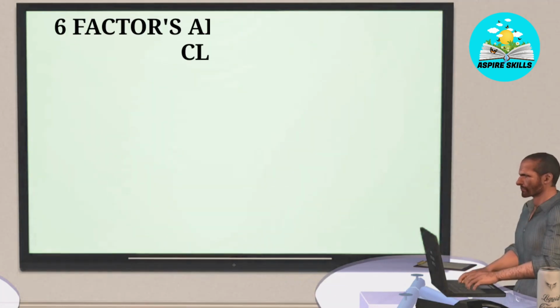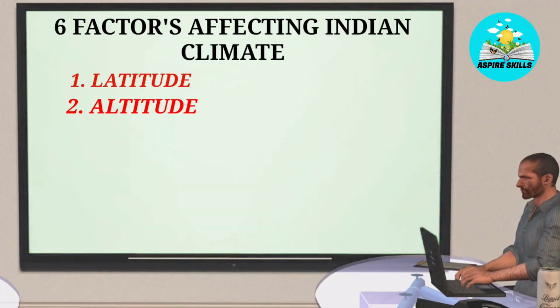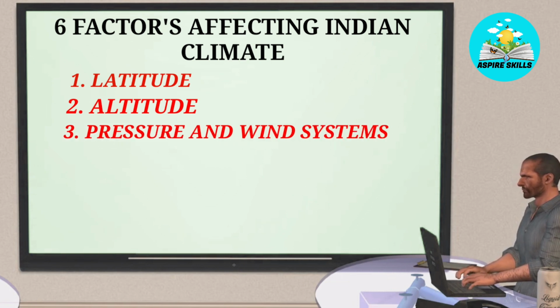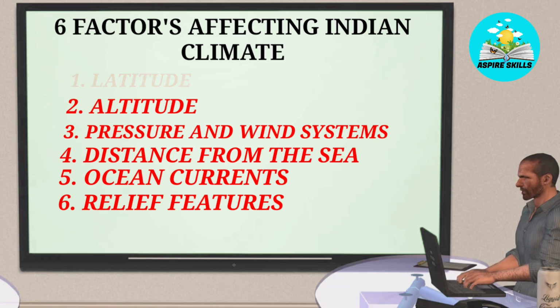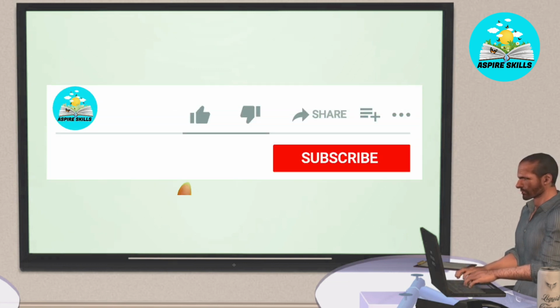So these were the 6 factors which affect the climate of India, not just India but any place on the earth. I hope this video was very useful for you.